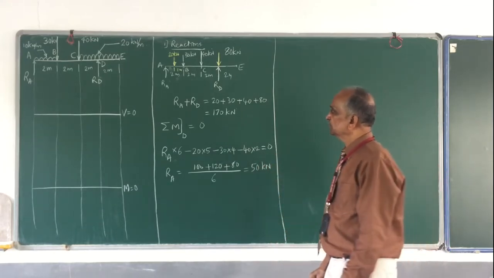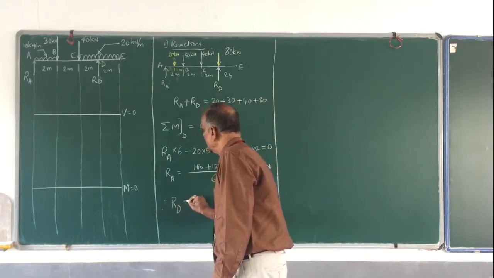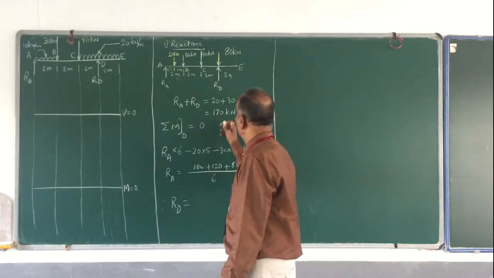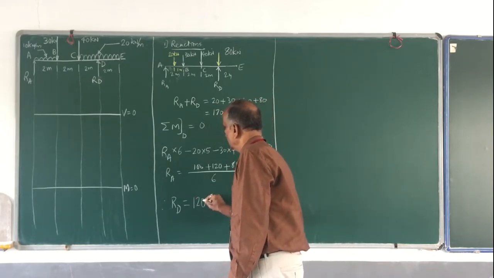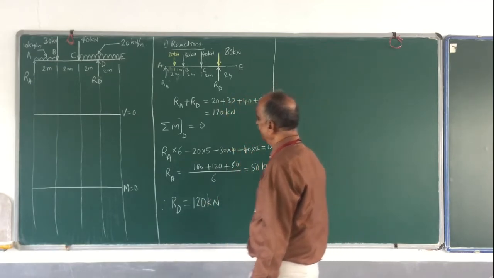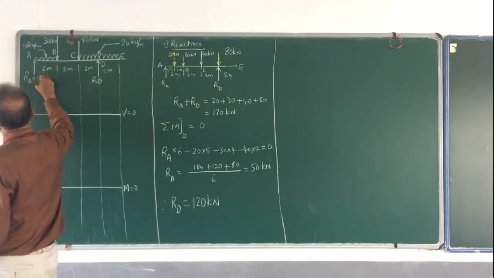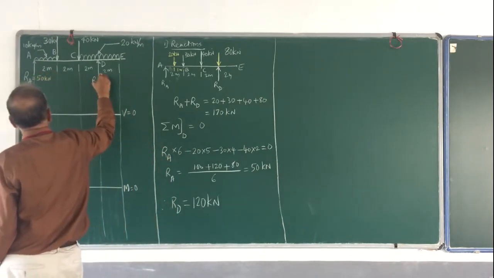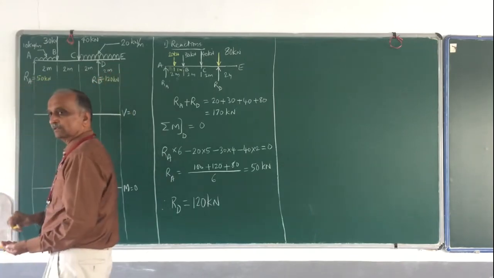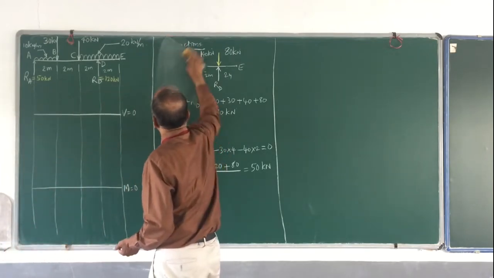RA is equal to 50 kilonewton, therefore RD is equal to how much? RD is equal to 120 kilonewton. Therefore, go back and write out what is RA. RA is how much? RA is 50. And what is RD? RD is 120 kilonewton. Okay? So now we are ready to start.